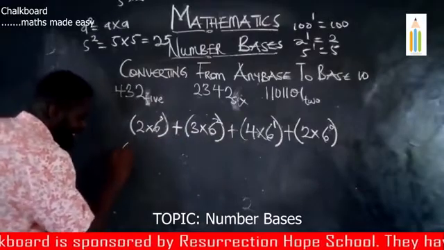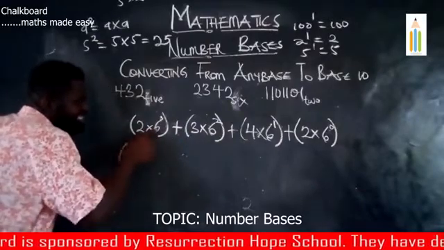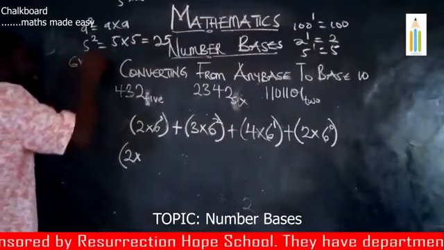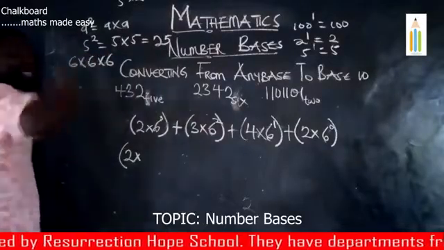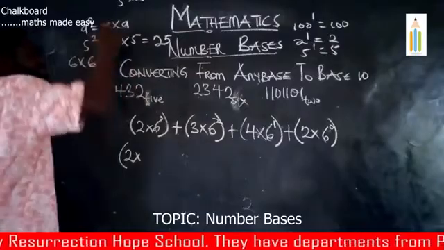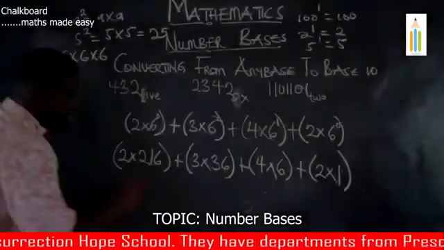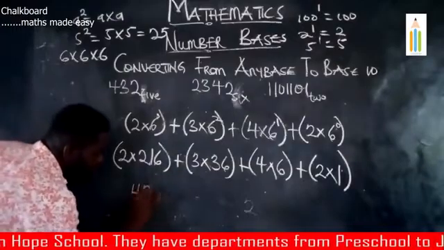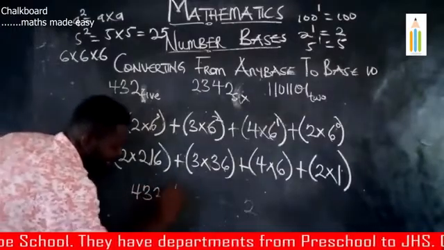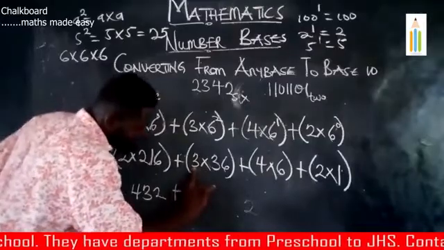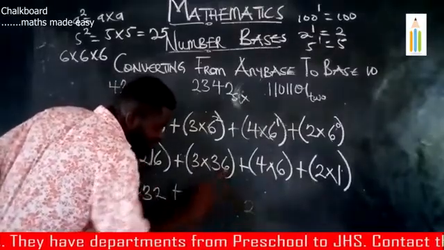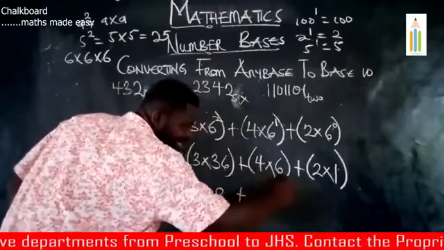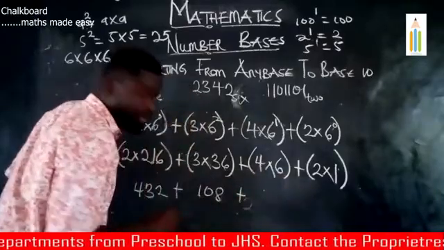So I bring my bracket, I write my 2 times 6 raised to the power 3, which means 6 times 6 times 6. So 6 times 6 times 6 will give me what? Now, we open the bracket. This is going to give me 432. Then I bring my addition sign. Then this one is also going to give me 108, for 3 times 36. Plus 4 times 6, which is 24.